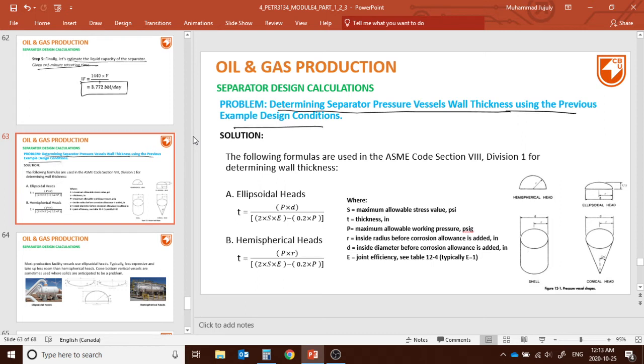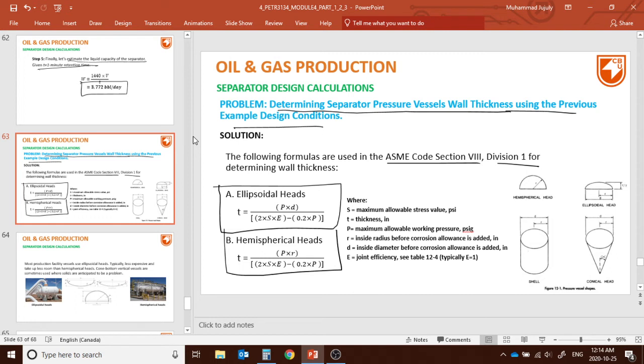The ASME code, the pressure vessel code, Section 8 Division 1: for the ellipsoidal head we should use this formula to calculate the minimum thickness, and for the hemispherical head we should use this formula. Okay, so this is the hemispherical head, it looks like a bullet. If you draw a circle and make it half, this is the hemispherical head.